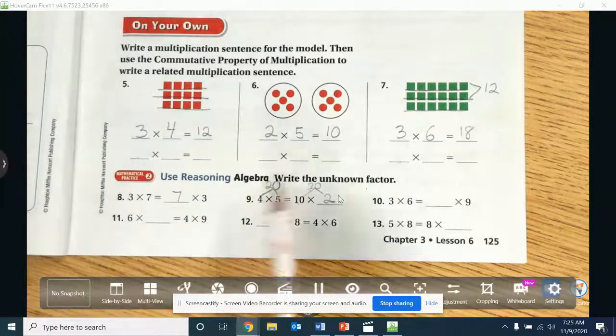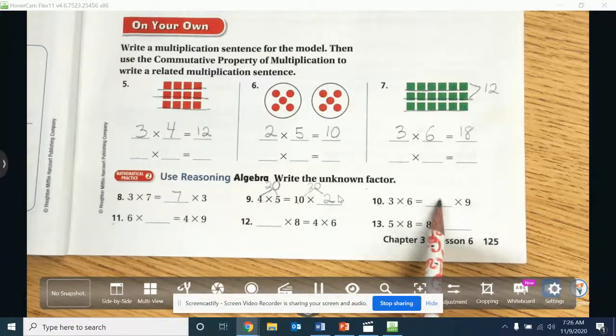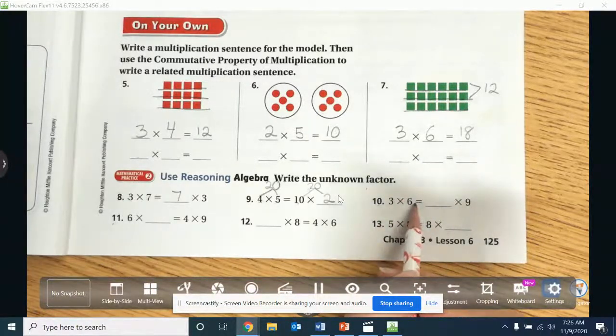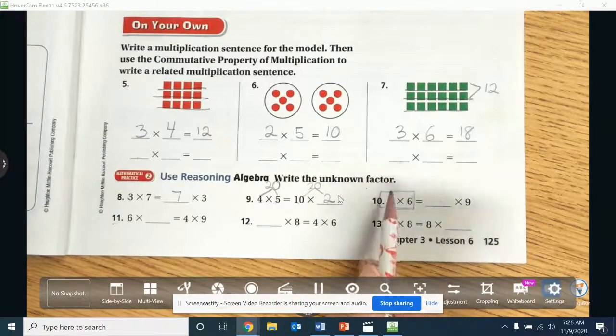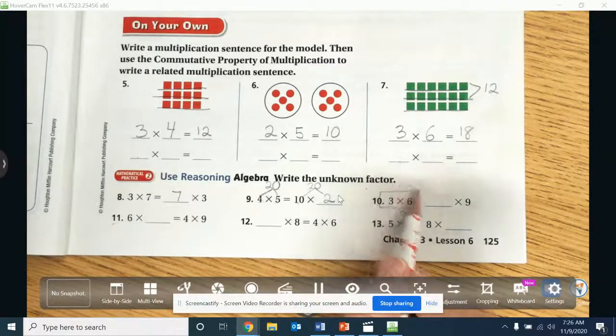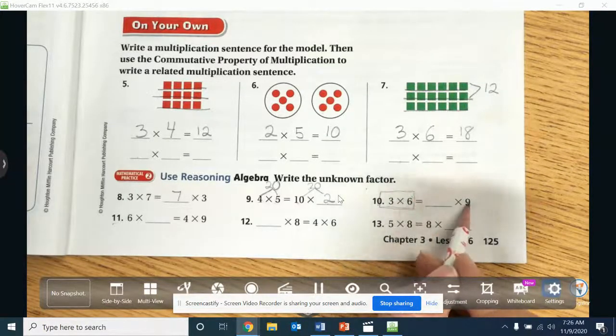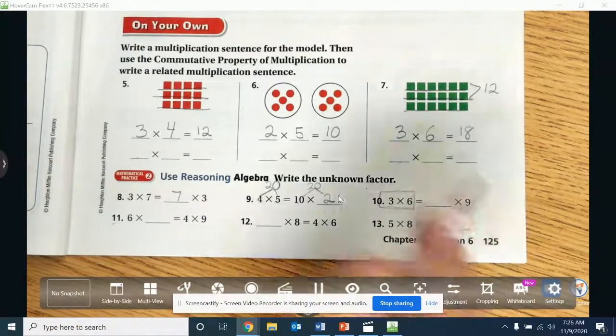Okay, and you're going to be doing the same for number 10, 11, 12, and 13. Find the missing factor. And if you guys need help with this, I would suggest you solve the problem first. Remember, you guys can always draw a picture. 3 groups of 6. What's the answer? Then you're going to find another factor that you can multiply by that number.